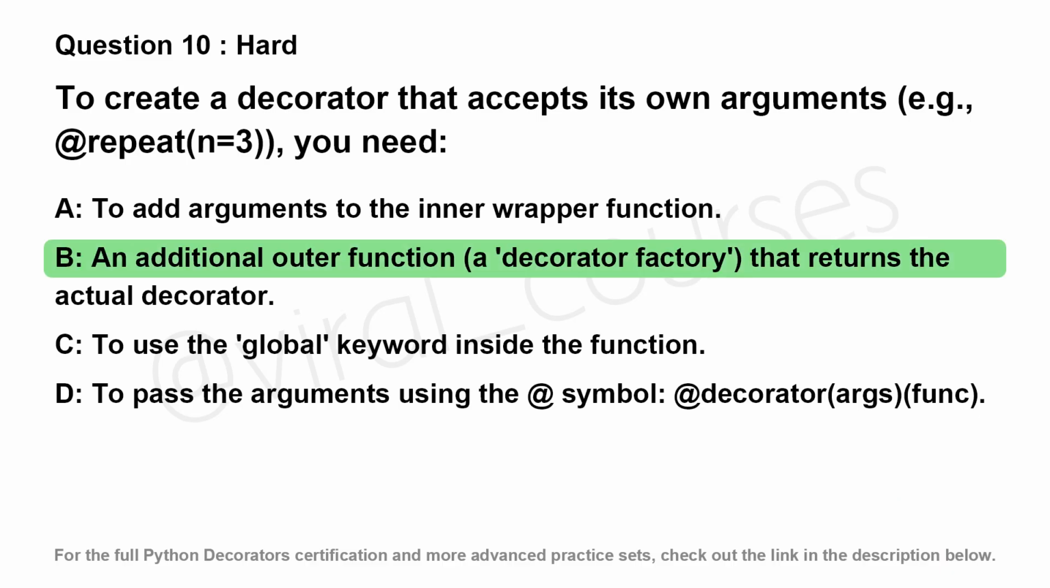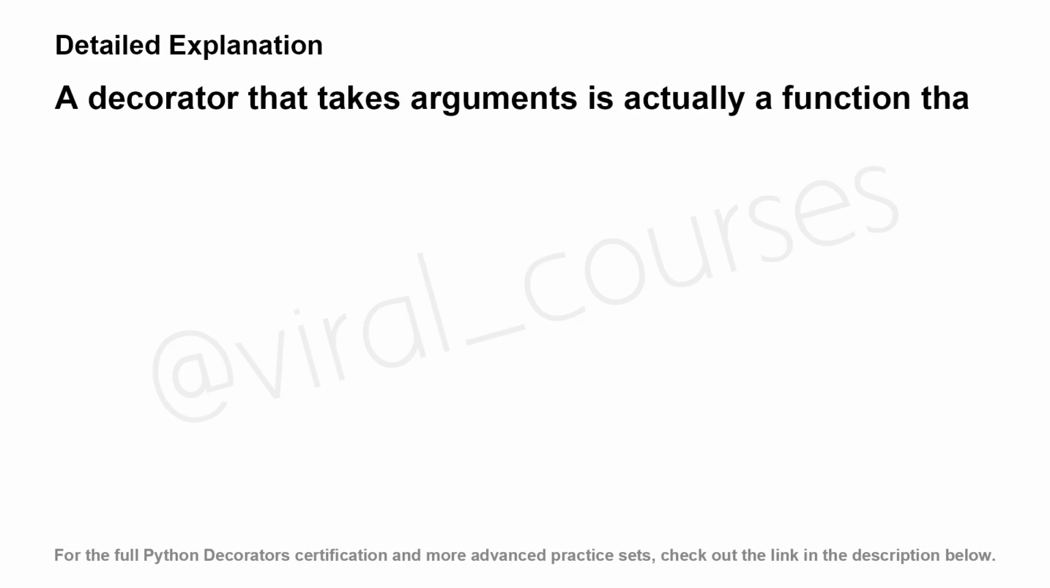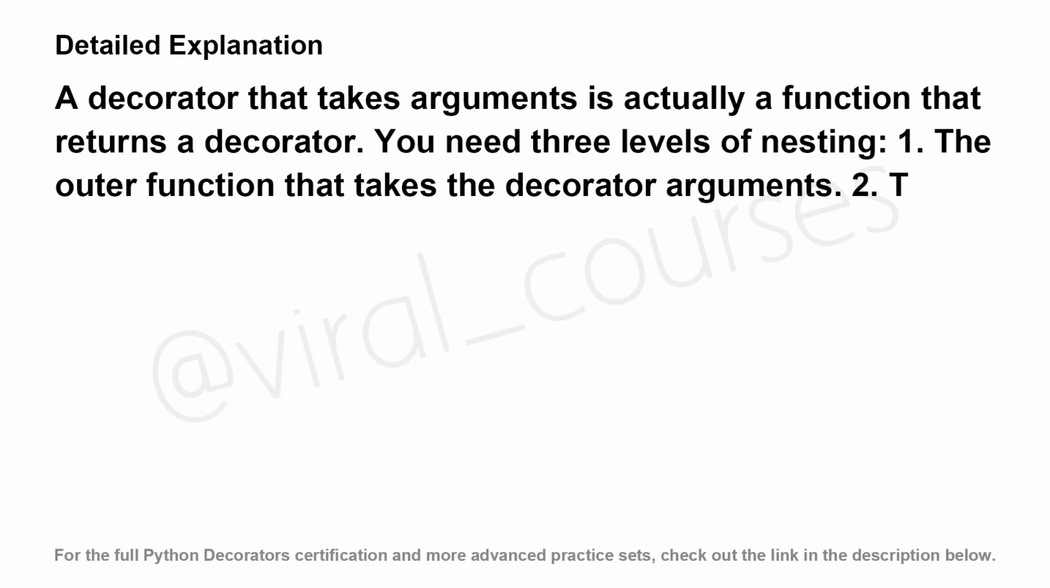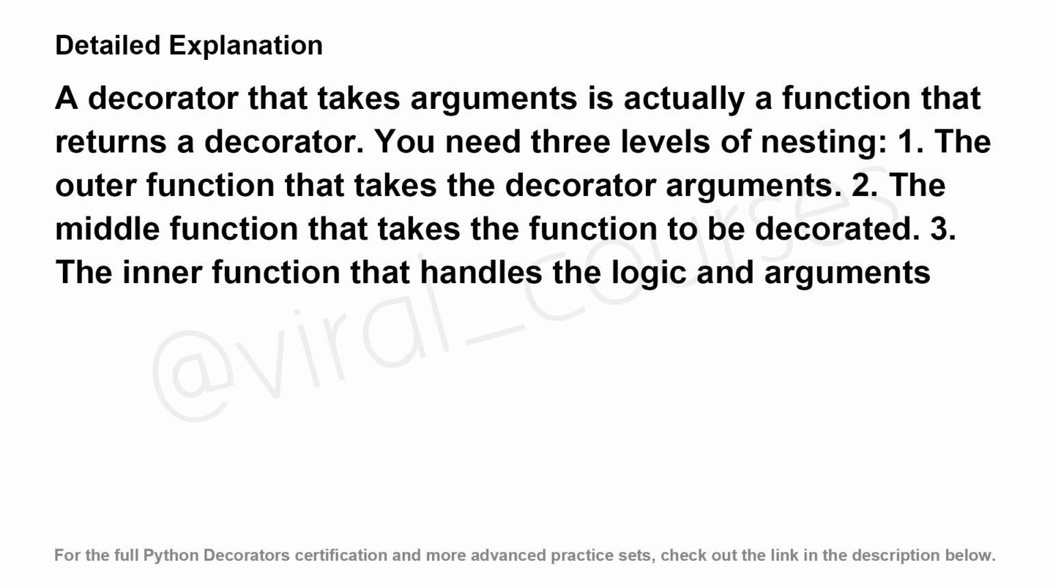The correct answer is B. A decorator that takes arguments is actually a function that returns a decorator. You need 3 levels of nesting. 1. The outer function that takes the decorator arguments. 2. The middle function that takes the function to be decorated. 3. The inner function that handles the logic and arguments of the original function.